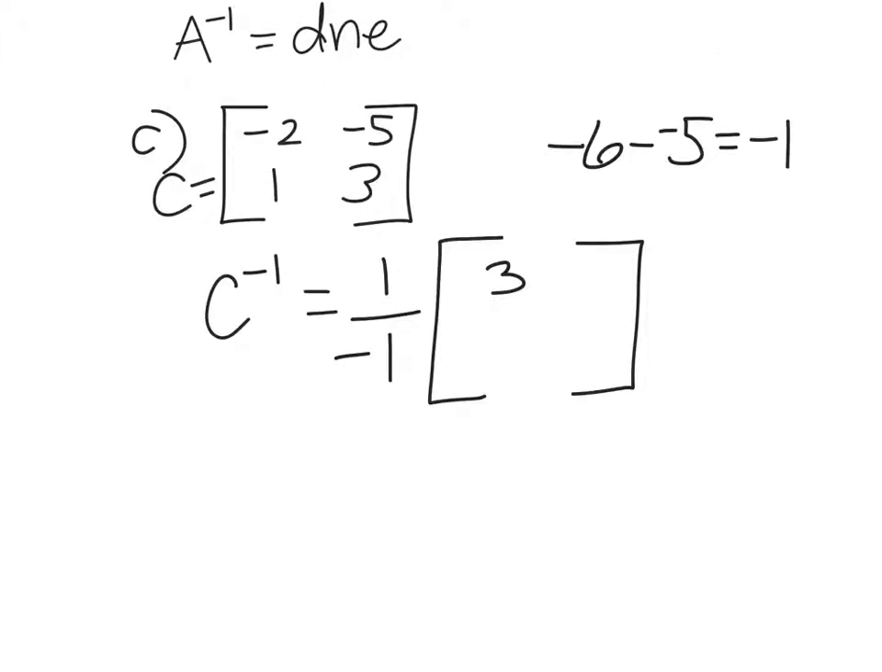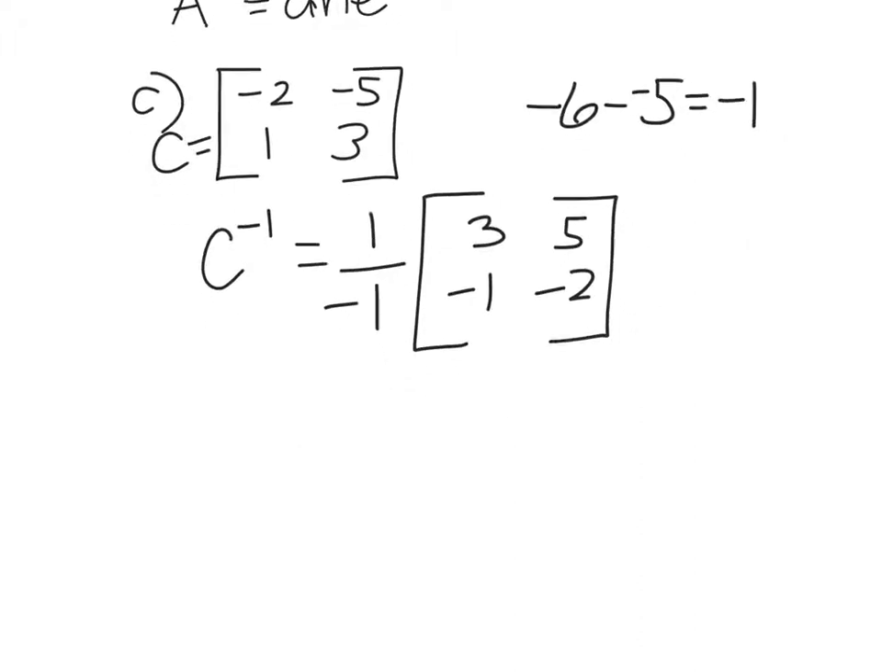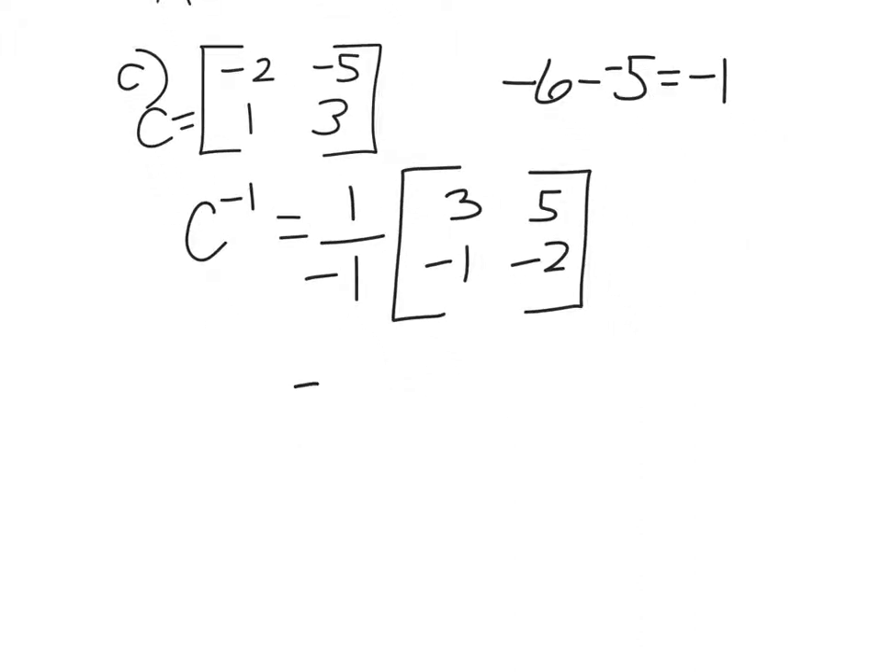Pick them up and switch them. 3, -2, +5, -1. Those stay where they're at. They become opposite. And then don't forget to actually multiply that determinant in. It's just -1, so you just flip the signs on everybody. Anybody get that?